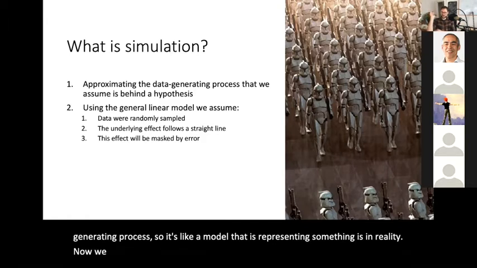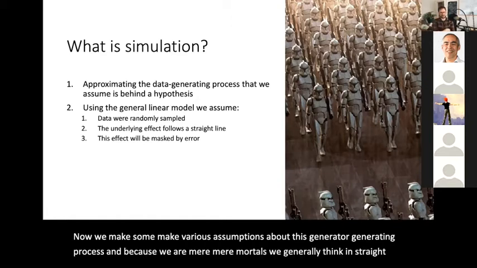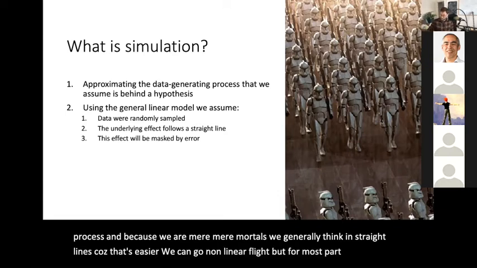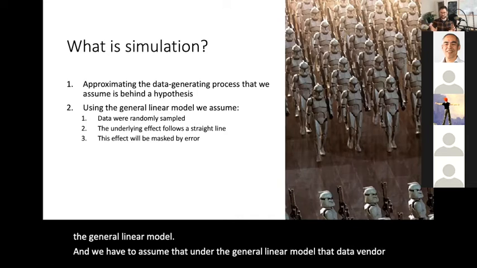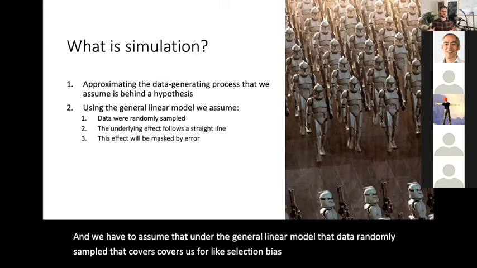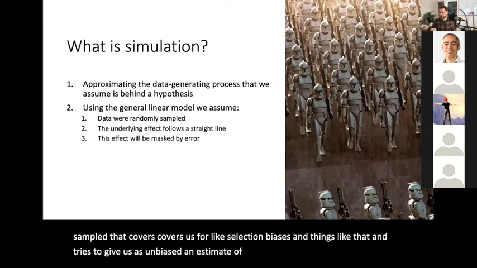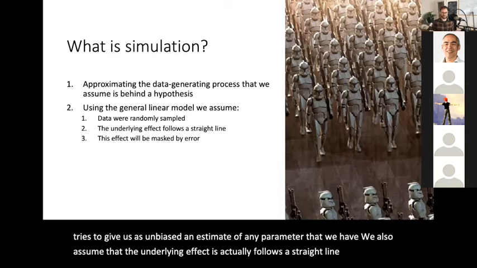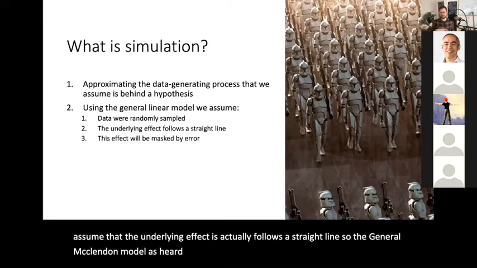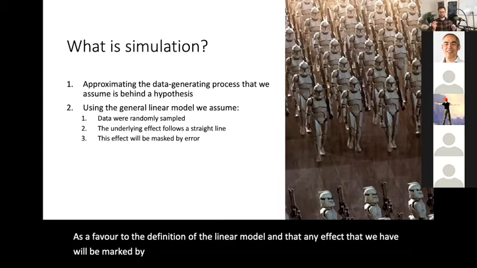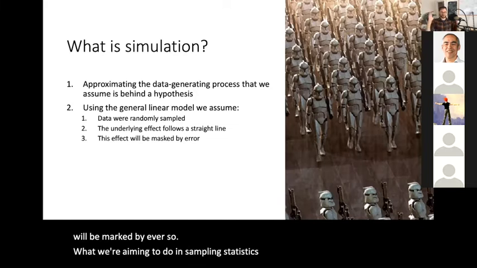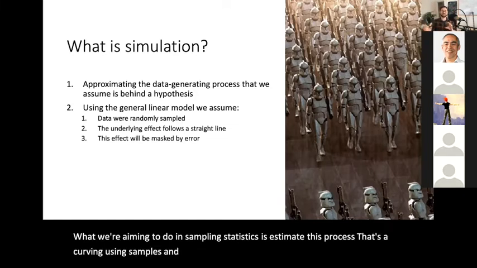Now we make various assumptions about this data generating process, and because we are mere mortals, we generally think in straight lines because that's easier. You can go non-linear if you like, but for the most part we teach the general linear model. Under the general linear model, we have to assume that data are randomly sampled. That covers us for selection biases and things like that, and tries to give us as unbiased an estimate of any parameter as possible. We also assume that the underlying effect follows a straight line. The general linear model, as I heard Dan Simpson say once, is like, pro tip, draw a line through it. That's my favorite definition of the linear model. And any effect that we have will be masked by error. So what we're aiming to do in sampling statistics is estimate this process that's occurring using samples, and try and fit that to a straight line.